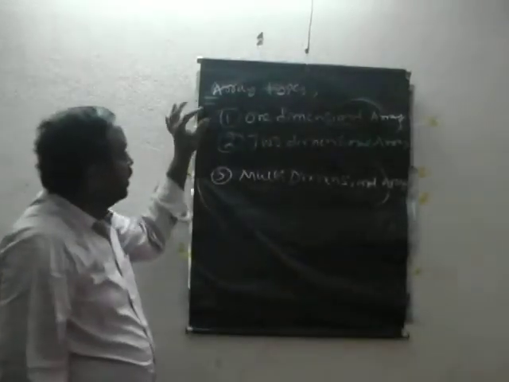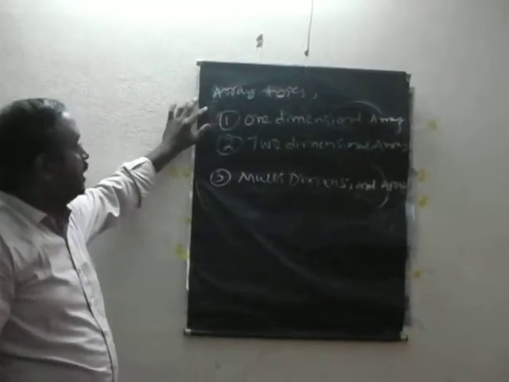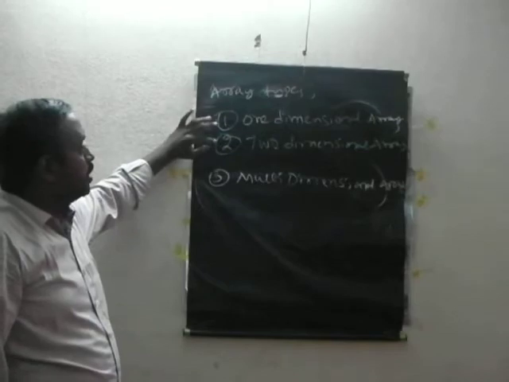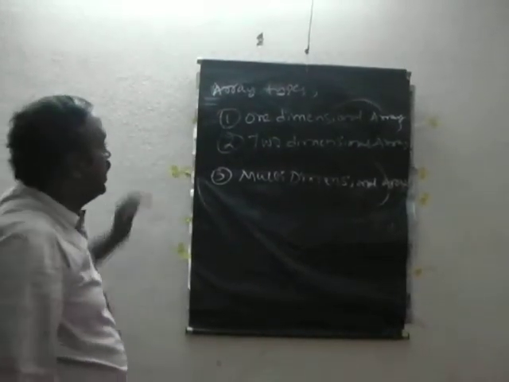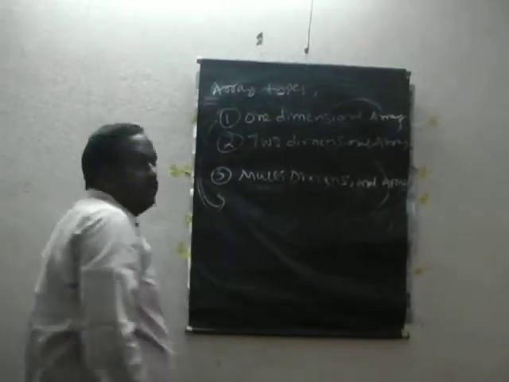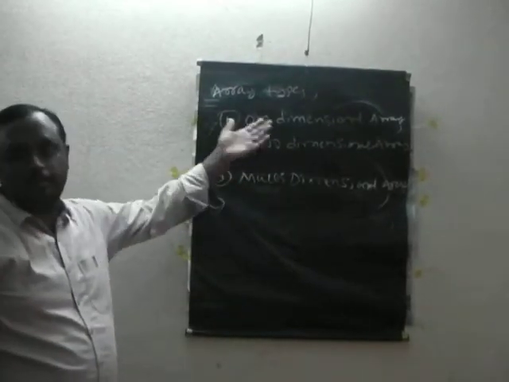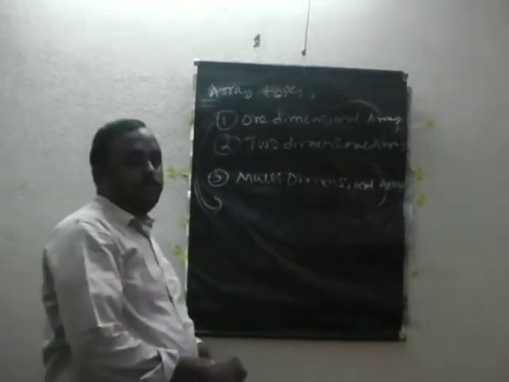Okay, so the types of arrays are actually three types. One is one dimensional arrays, second one is two dimensional arrays, third one is multi-dimensional arrays. Let me explain the first one. What do you mean by one dimensional arrays?